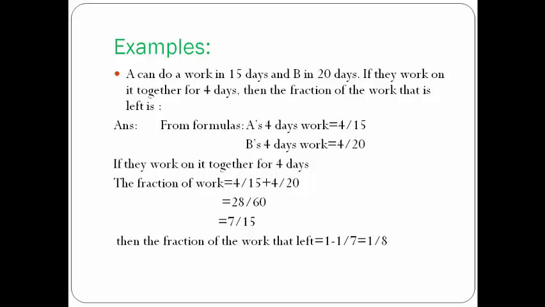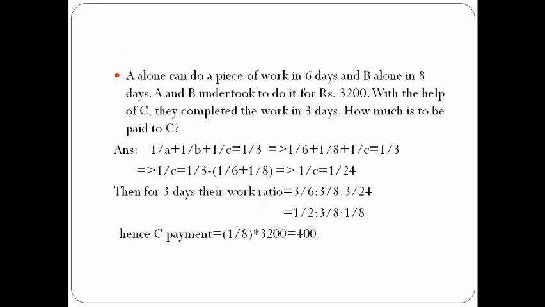If they work on it together for 4 days, we have to combine the 4 days work of both A, B. The fraction of work is 4 by 15 plus 4 by 20, which is equal to 28 by 60, that is equal to 7 by 15. But we have to calculate the fraction of the work that is left, so the answer is 1 minus 7 by 15, that is equal to 8 by 15. Similarly we have to do problems like this. Now go to the next example.